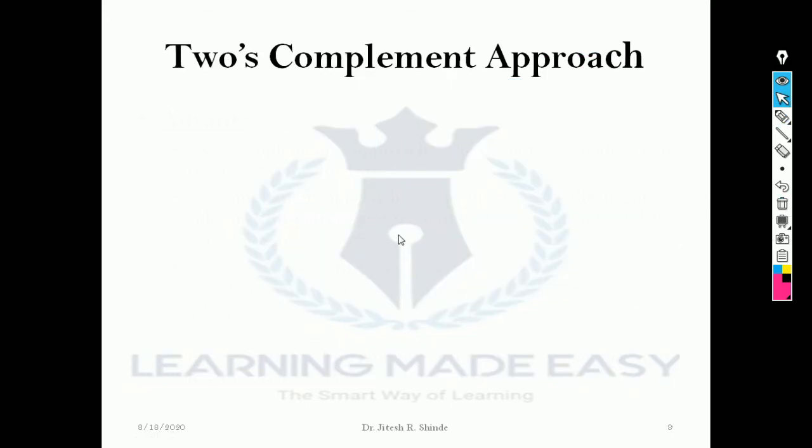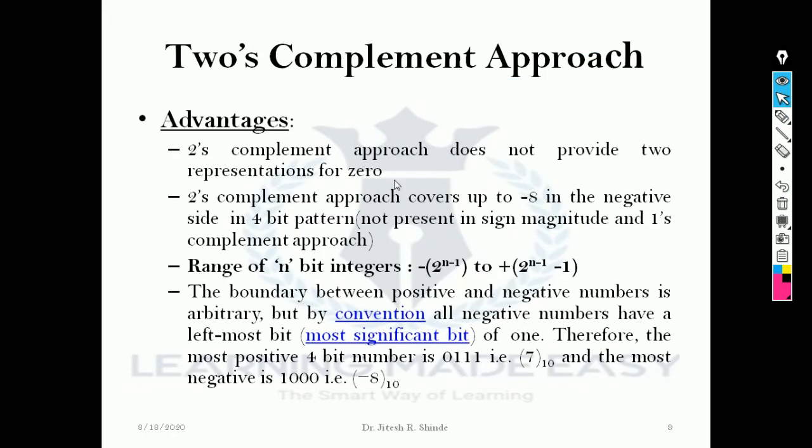Thus, advantages: the 2's complement approach does not provide 2 representations for 0. Just now we have seen the 2's complement approach covers up to minus 8 on the negative side in the 4-bit pattern, which is not present in sign magnitude and 1's complement approach. Hence the range for signed n-bit binary numbers using the 2's complement approach is minus 2 to the power n minus 1 to plus 2 to the power n minus 1, minus 1.